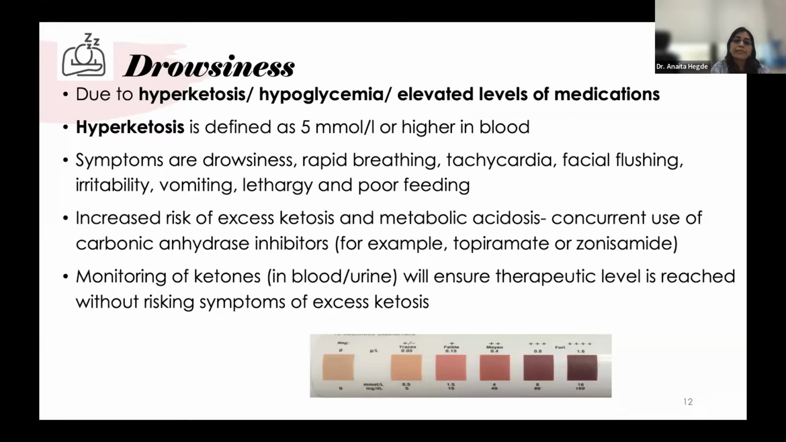There is an increased risk of excess ketosis and metabolic acidosis with concurrent use of carbonic anhydrase inhibitors, for example, topiramate and zonisamide. Monitoring of ketones in blood or urine will ensure a therapeutic level is reached without risking the symptoms of excess ketosis.